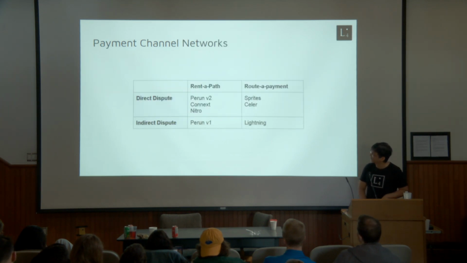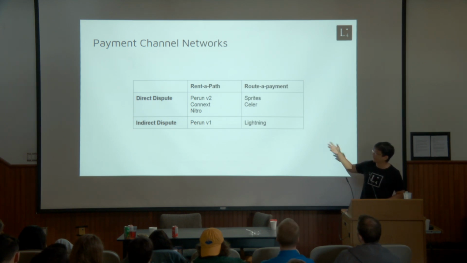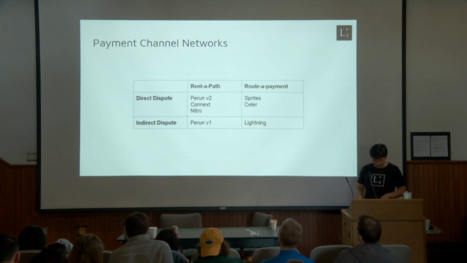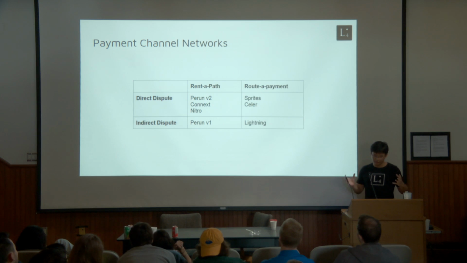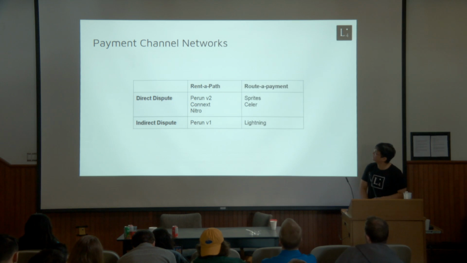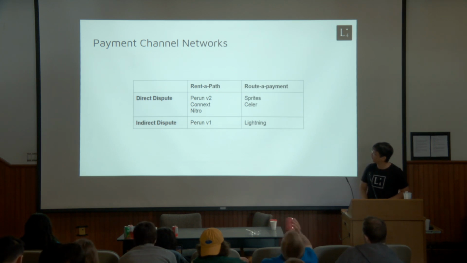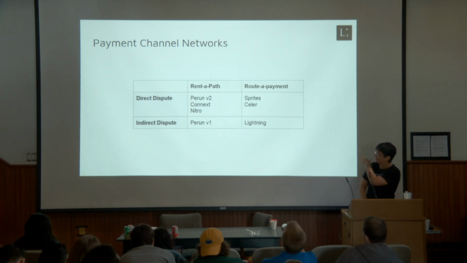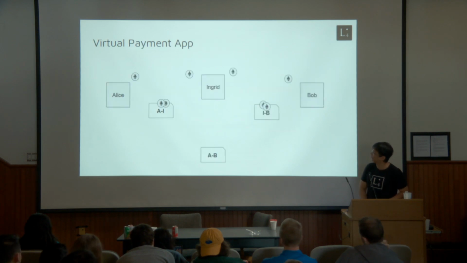So that is one of the axes, what I've called direct dispute versus indirect dispute. That basically means: do they observe a common source of truth for the outcome, for whether the thing happened, or do they not? And these are the projects that choose to do it differently along this axis.